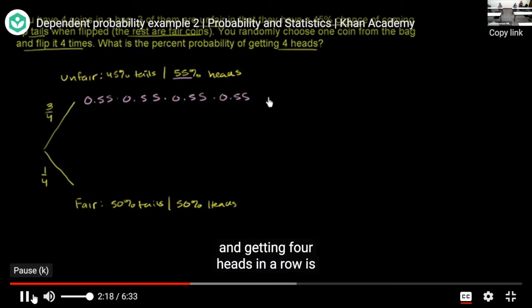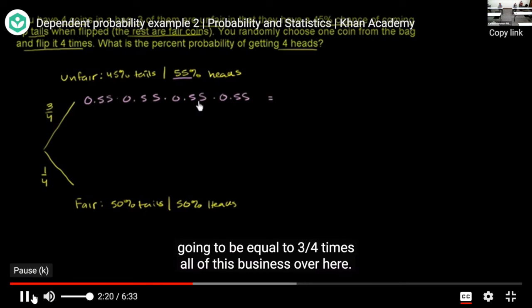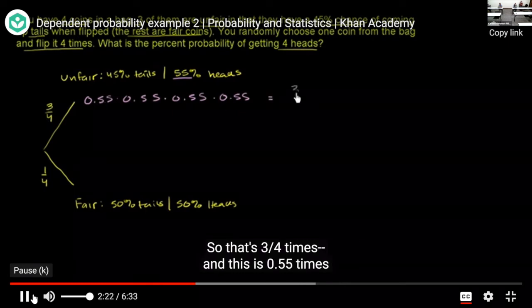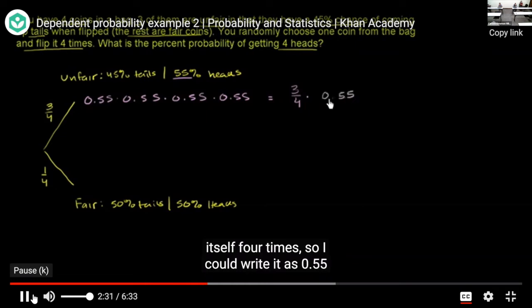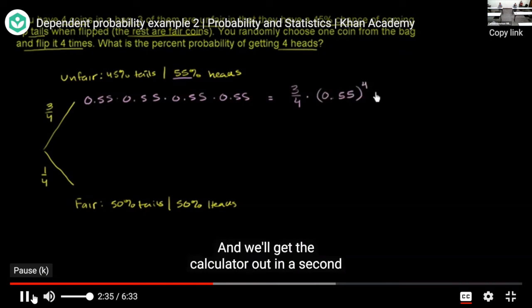is going to be equal to 3/4 times all of this business over here. So that's 3/4 times, and this is 0.55 times itself 4 times. So I could write it as 0.55 to the 4th power. And we'll get the calculator out in a second to actually calculate what this is.